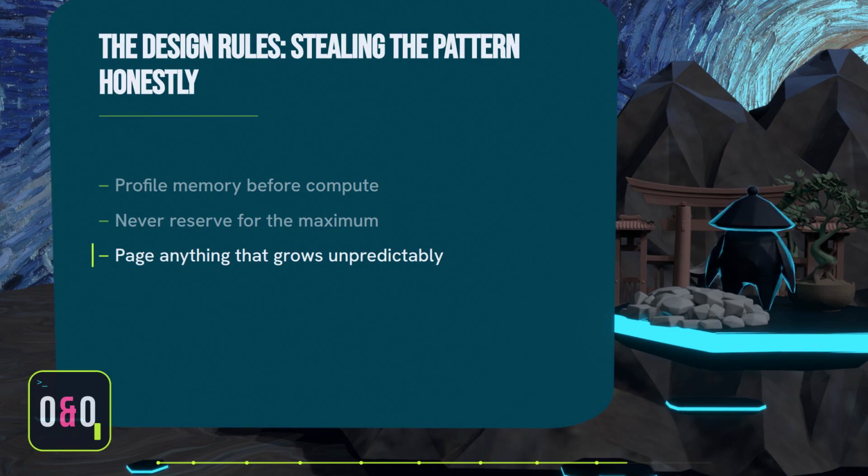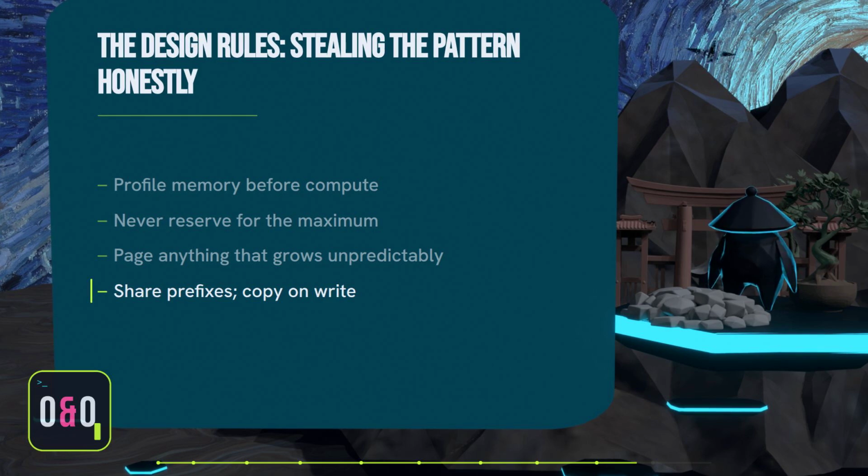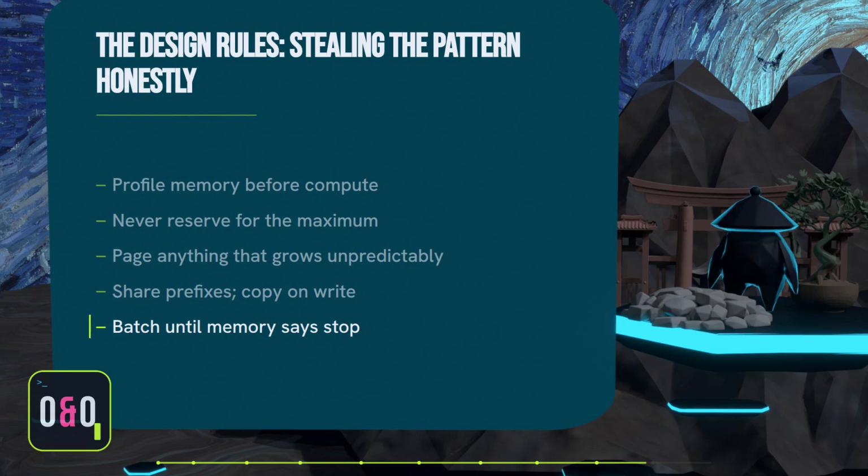4. Share prefixes, copy on write. Identical data stored twice is a bug with a memory footprint. Reference count it, share it, and pay the copy only at the moment of divergence. 5. Batch until memory says stop. On modern accelerators, throughput is seats times occupancy. Every gigabyte you reclaim is seats, so treat memory efficiency as a direct multiplier on revenue, not a housekeeping virtue. 5 rules. 1 theme. The cheapest capacity you will ever buy is the memory you stop wasting.